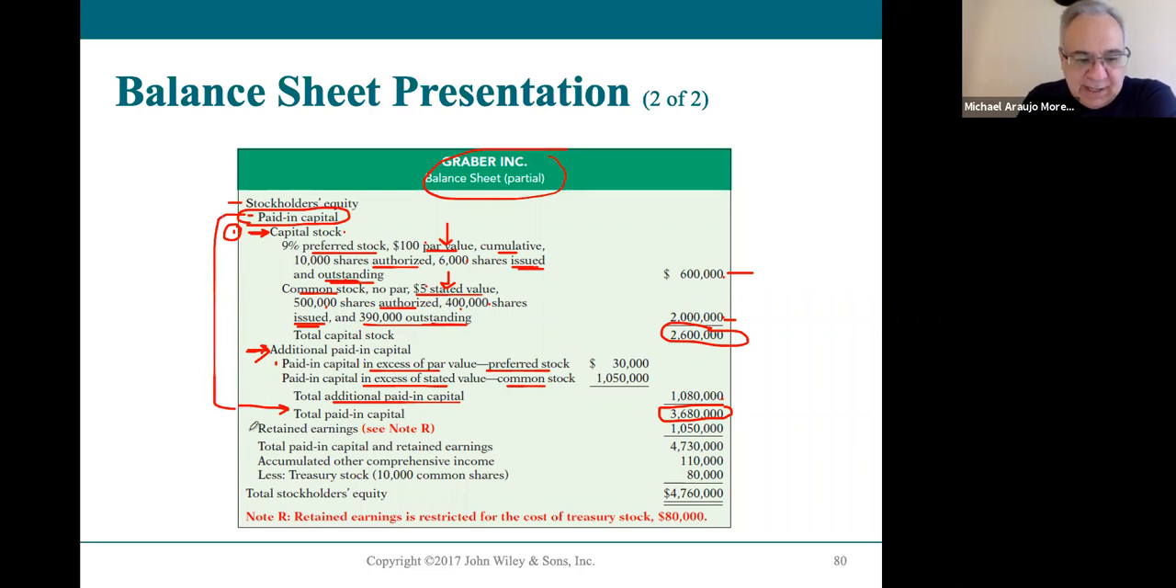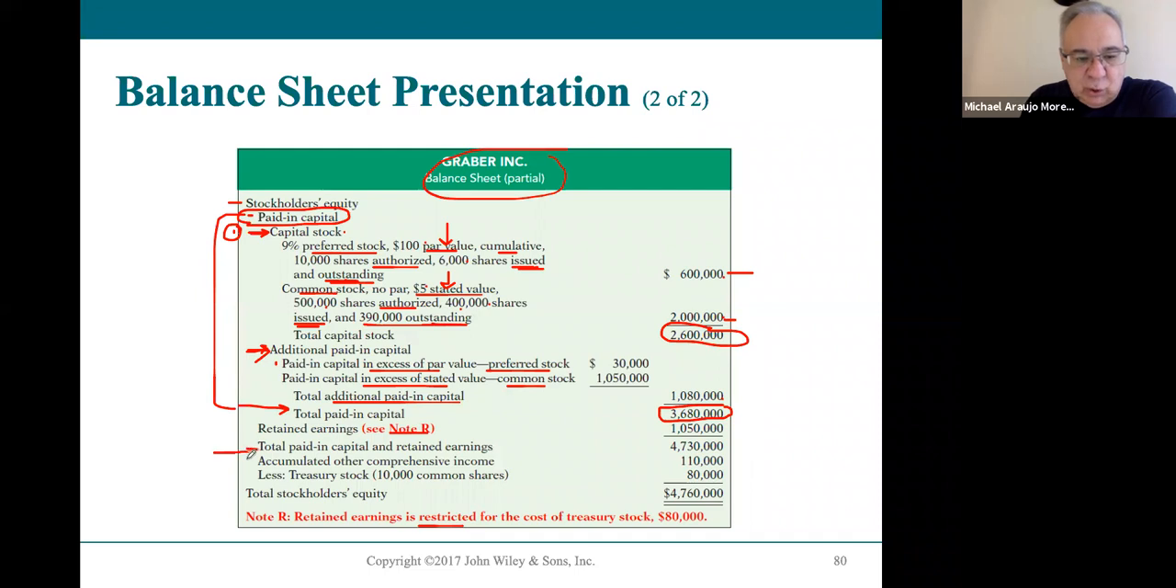The next thing is retained earnings, relatively easy. You would see a balance. The note here would show both how the balance might be calculated. In addition, here they're telling us that a certain portion of the retained earnings is restricted. Okay. So here they have retained earnings of $1,050,000.